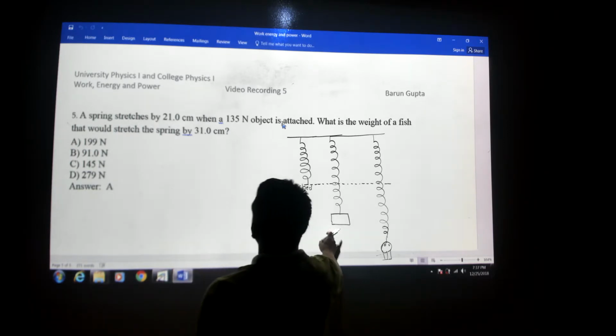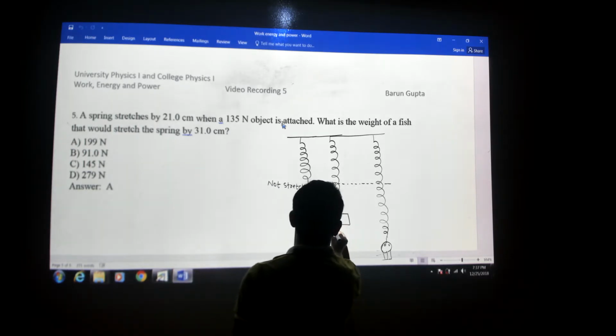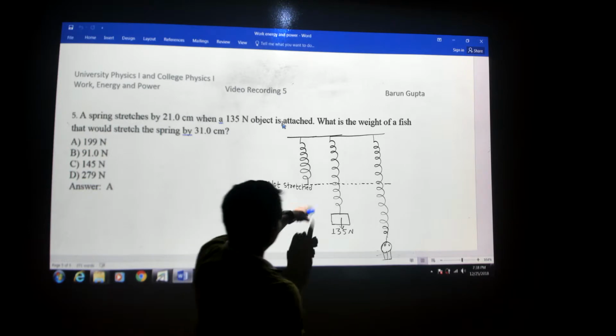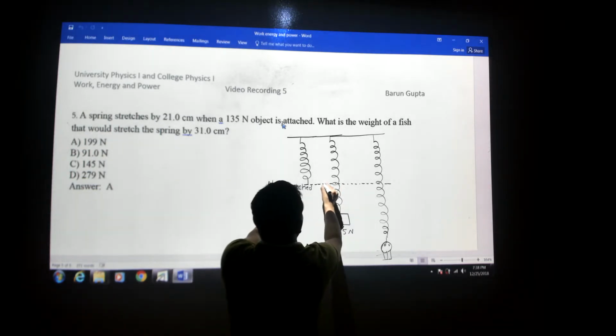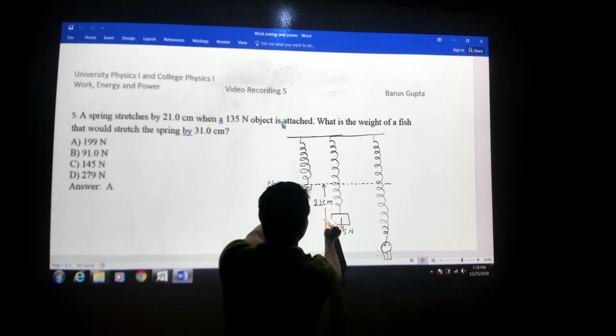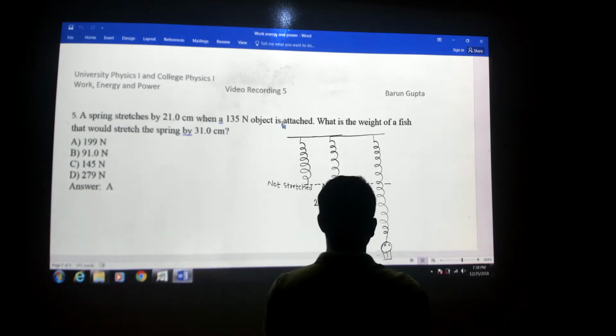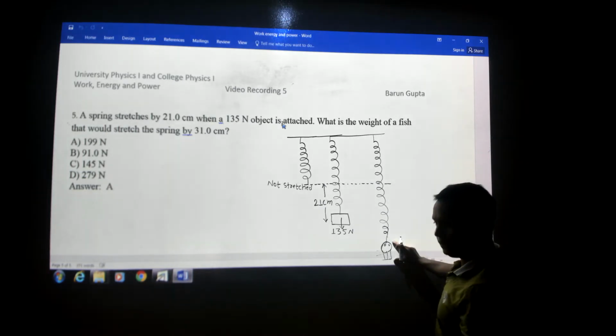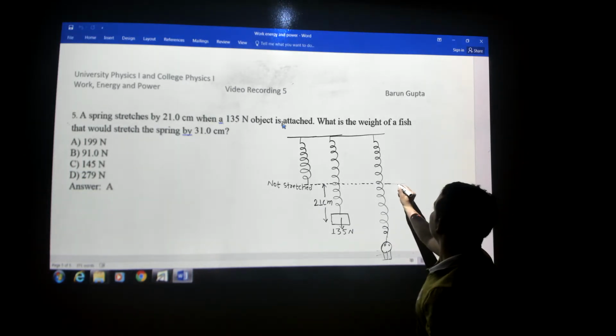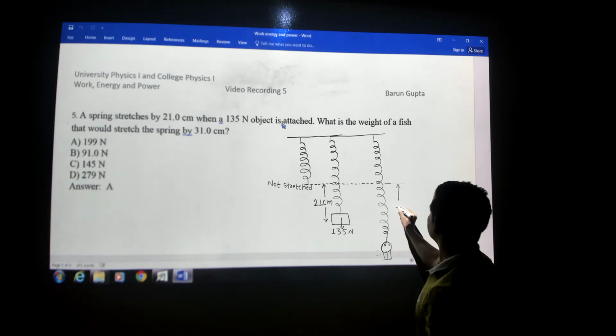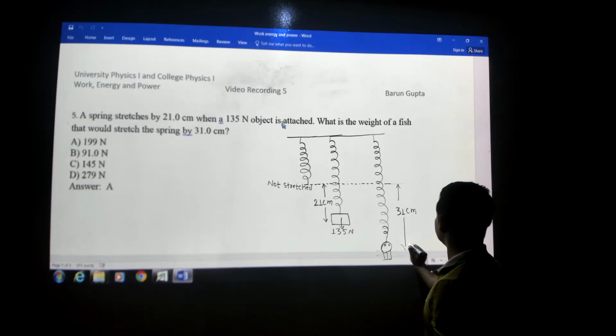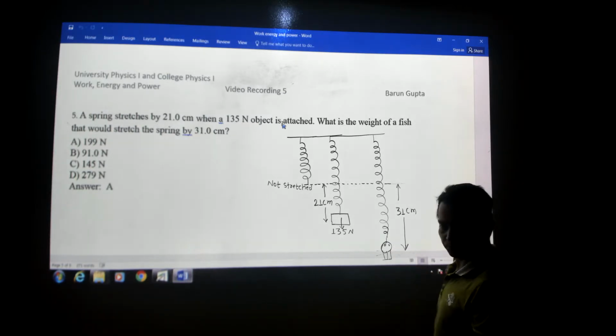So when you apply an object, this weight is 135 Newton, then it stretches by 21 centimeter. This is 21 centimeter. And it says what should be the weight of the fish so that it stretches by 31 centimeter. This one should be 31 centimeter. So you just need to find out the weight of the fish.